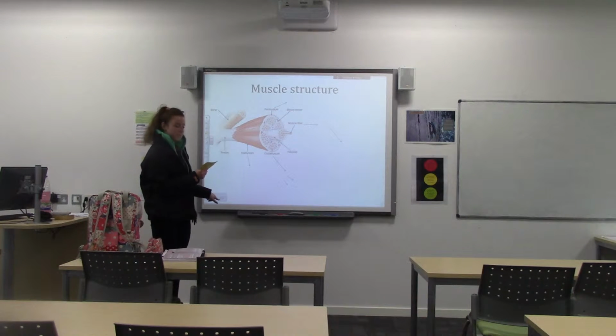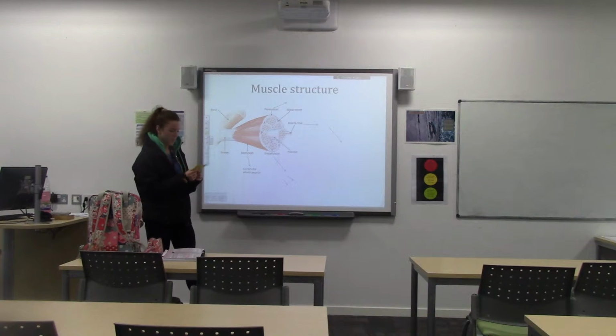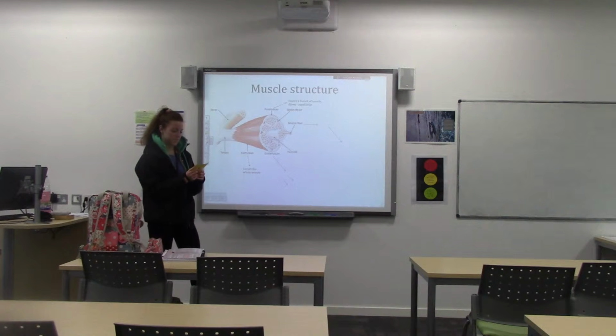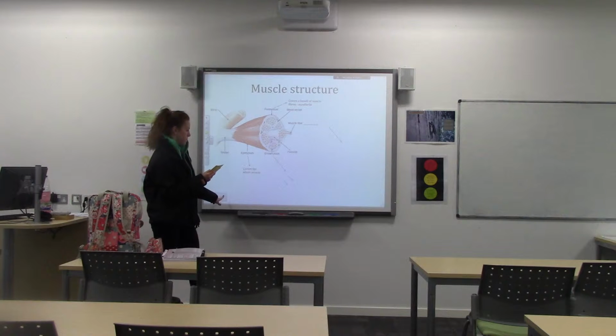Tendons attach the muscle to bone, and then there's the epimysium, which covers the whole muscle. The perimysium covers a bunch of muscle fibres, which are called myofibrils. The endomysium covers each myofibril, and this is for lubrication and protection.